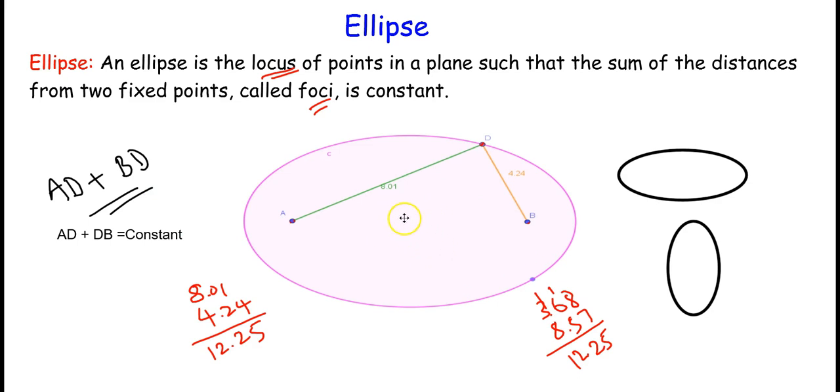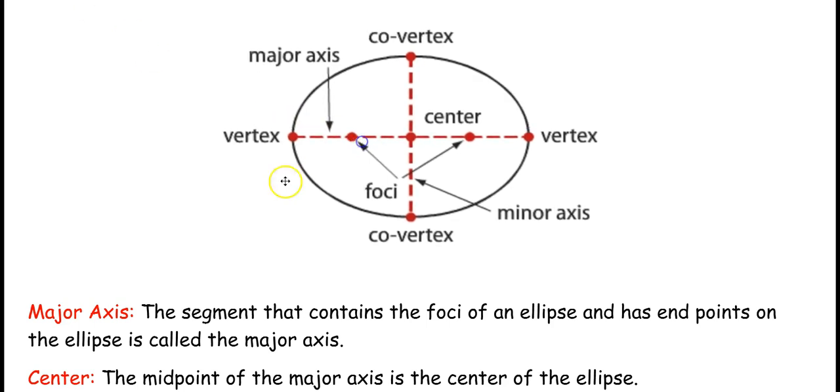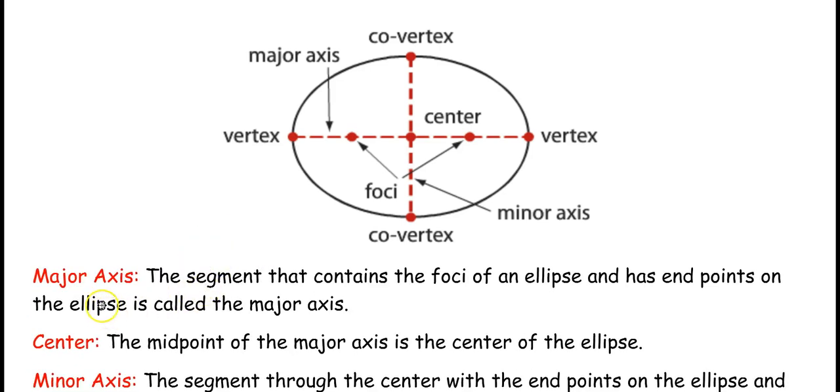Now we'll look at some more words that are involved in this. We have to look at that vocabulary, like what is the center, the focus, the vertex, etc. So I have here an ellipse. The first one is the major axis. So what is the major axis? The major axis is a segment that contains the foci of an ellipse and has endpoints on the ellipse, and it is called the major axis.